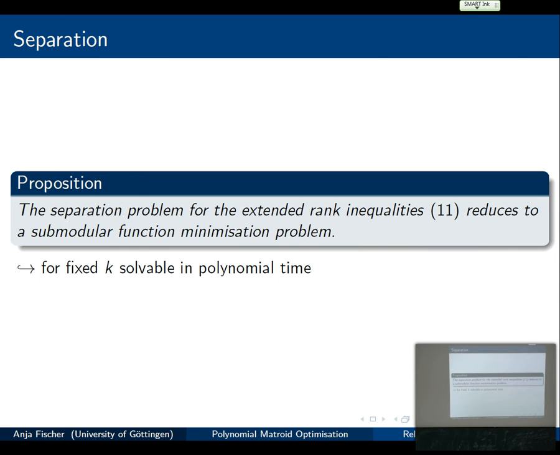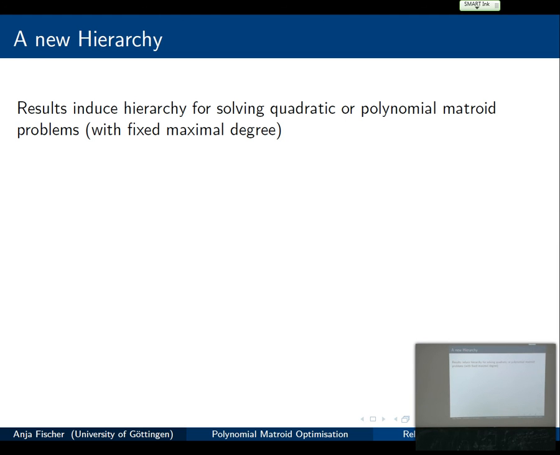So again, the nice thing is that the separation problem for these extended rank inequalities is again a submodular function minimization problem. And if we still say that k is some fixed constant, we can again solve it in polytime. But if we can solve everything in polytime, this induces some hierarchy, producing stronger and stronger relaxations, but also blowing up the problem in each step.